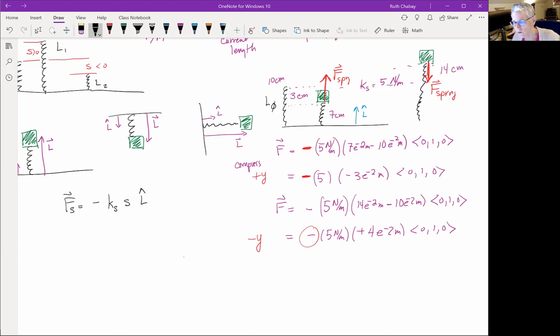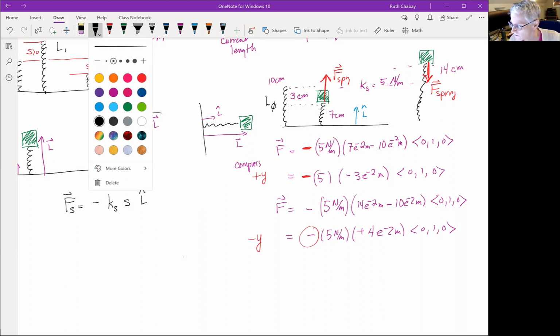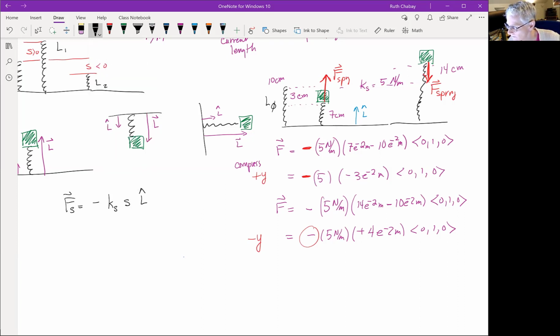It's one equation and it works for both, because notice that in the case where the spring was compressed, the stretch was negative. No, the unit vector points from, the vector L points from the fixed end to the moving end. So no matter what, it doesn't make any difference whether the spring is stretched or compressed. That direction doesn't change.